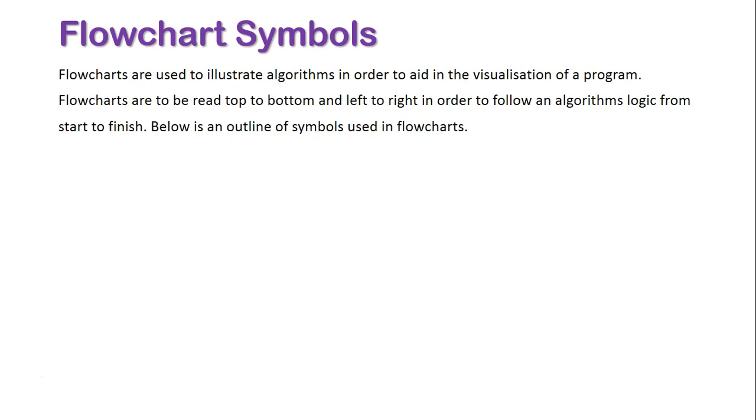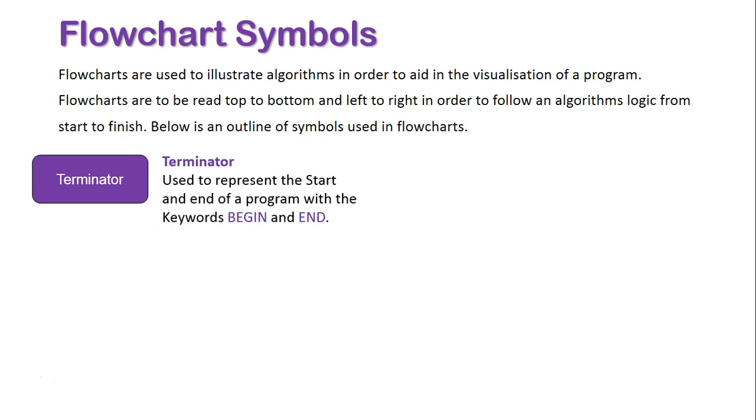So we're going to have a bit of an outline of the symbols used in flowcharts. To begin with, we have a terminator, and the terminator represents the start and finish of a program, and it usually has the keywords begin and end in them, highlighting those areas of the program.